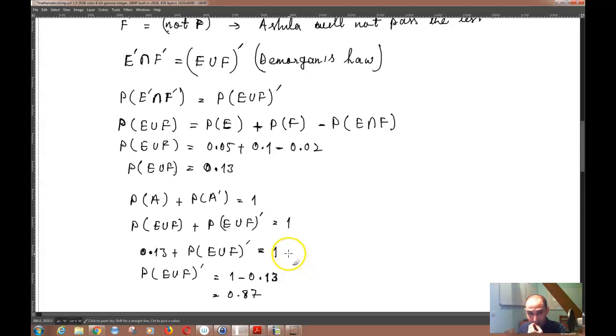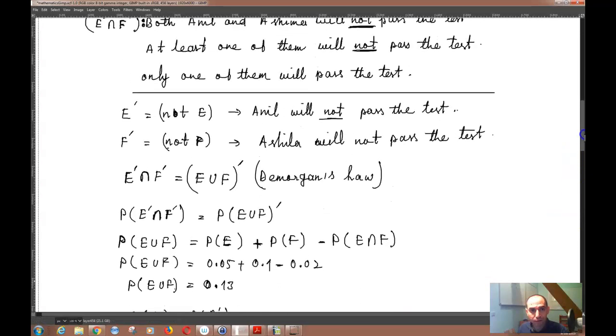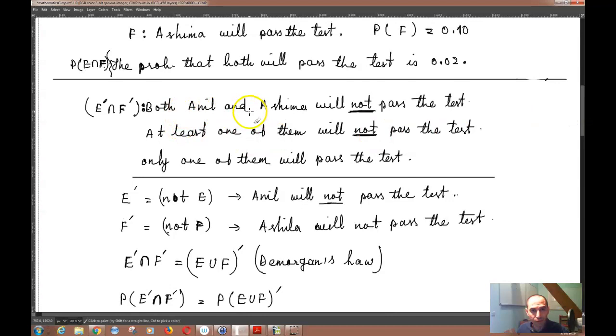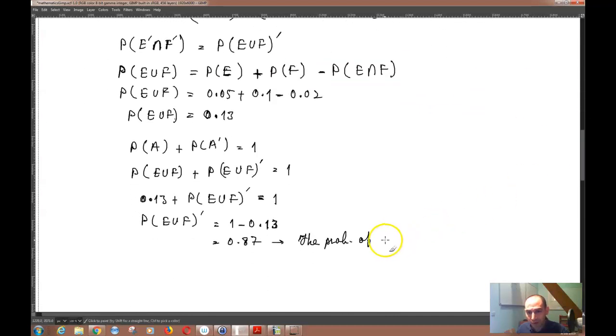So this is the probability that both Anil and Ashima will not pass the test. The probability that both Anil and Ashima will not pass the test, right?